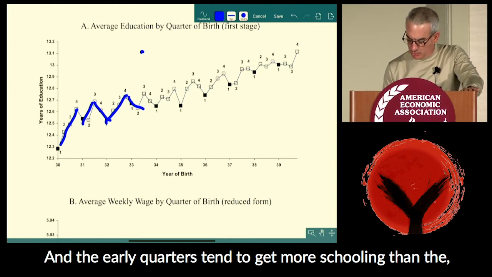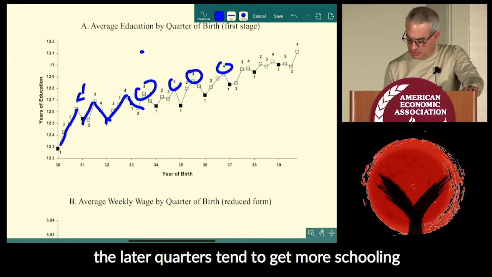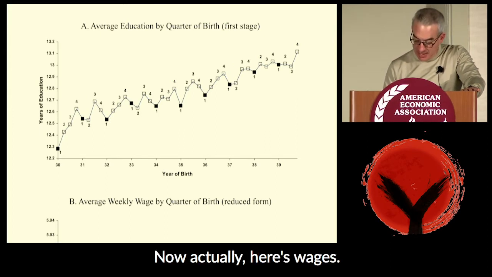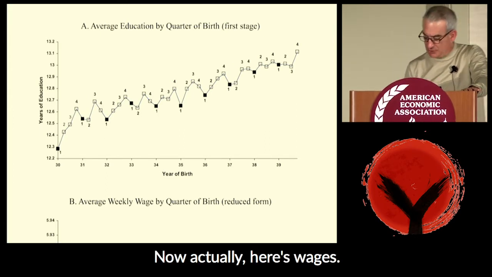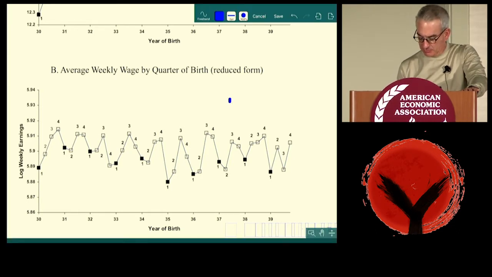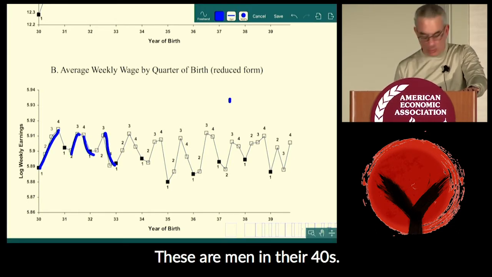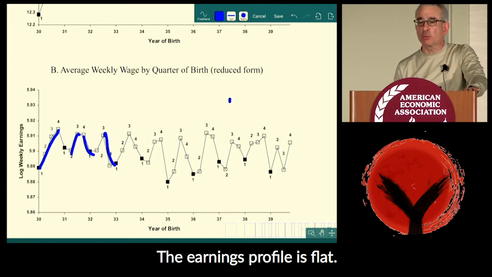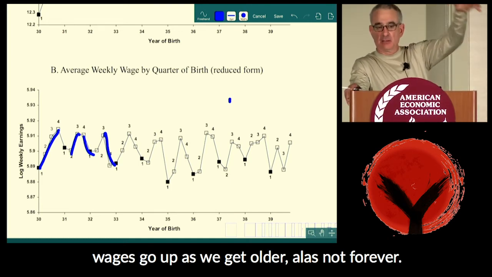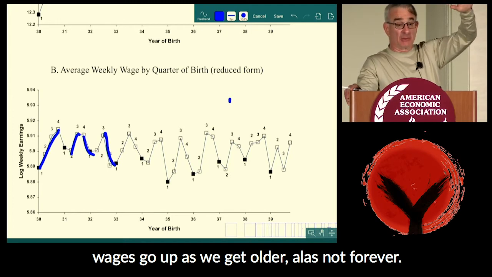And the early quarters tend to get less schooling than the later quarters. Sorry, I garbled that. Now, actually, here's wages. Wages also go up and down. These are men in their 40s. The earnings profile is flat. Okay, so labor economists know that wages go up as we get older.